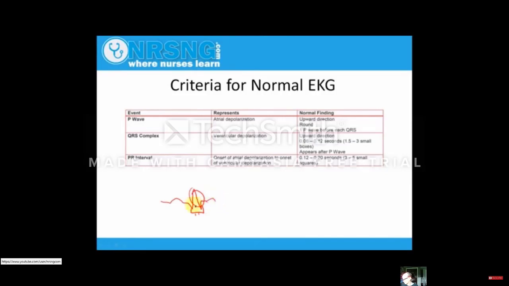And then we have our PR interval. The PR interval measures from the beginning of the P wave to the beginning of the R wave. What that's going to represent is the onset of atrial depolarization to the onset of ventricular depolarization. And essentially what that's going to tell us is how long our impulse is being held in the AV node.